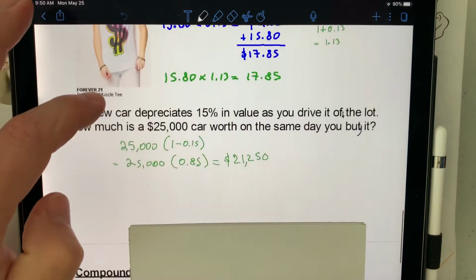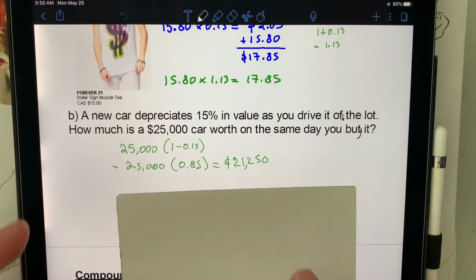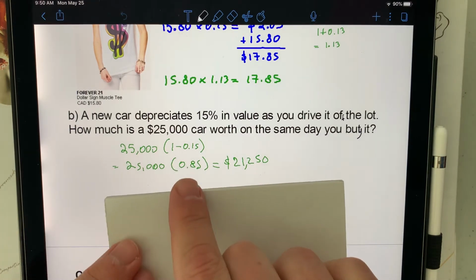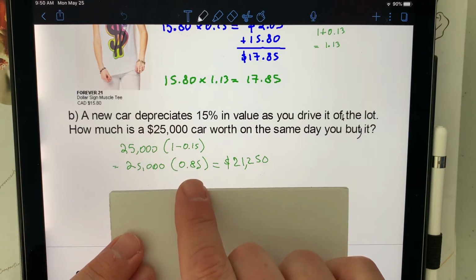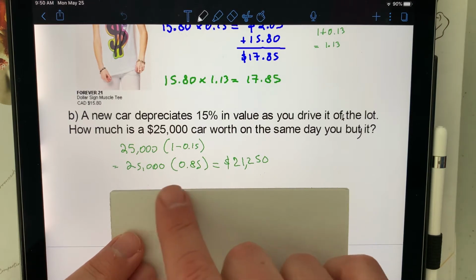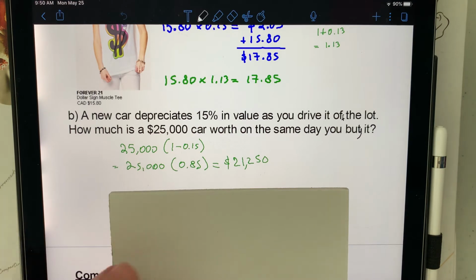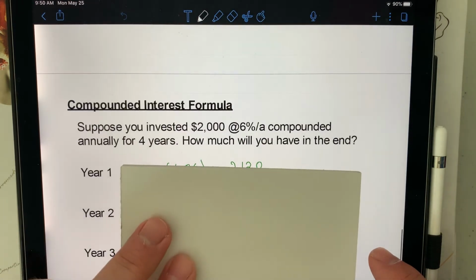So that's good. And the same way, we can do this example where a car is depreciating by 15%. Okay, well, it's depreciating by 15%. I'm only going to have left 85%. So calculate 85%, and you do that in one shot. Good. Okay, let's move on.